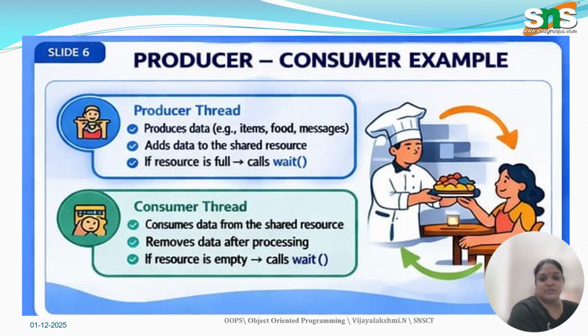What is the producer-consumer problem? The producer thread produces data, items, food, and messages, and adds data to the shared resource. If the resource is full, it calls the wait keyword. The consumer thread consumes data from the shared resource and removes data after processing. If the resource is empty, it calls wait.